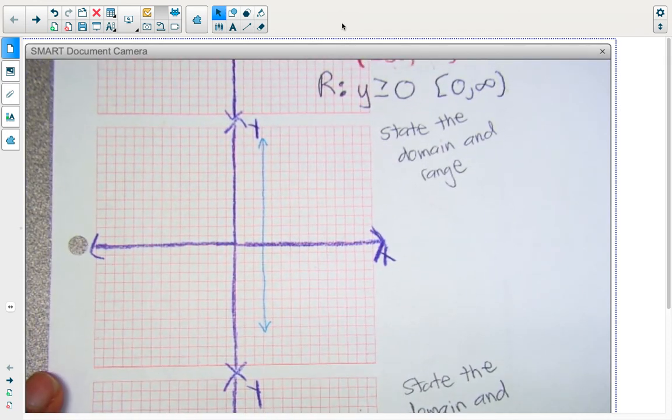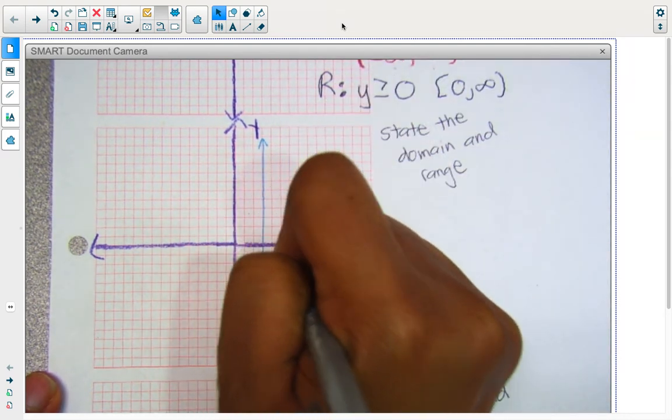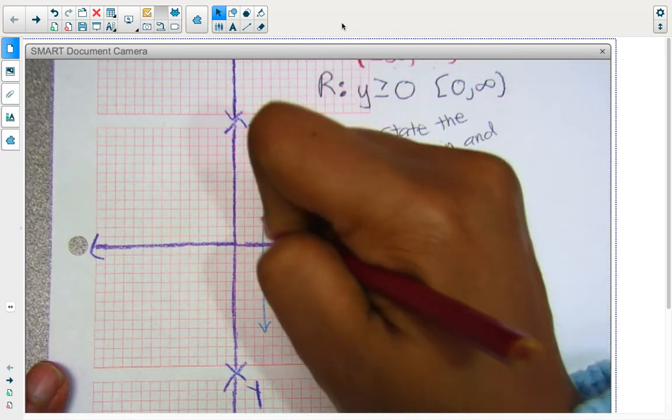Example 2, I've got a vertical line here. The equation for this vertical line is x equals 3. So we're going to go through and figure out what the domain and range is. Let's start with our domain. Domain is what can x be. I'm just going to highlight some points and hopefully that'll help make some connections.